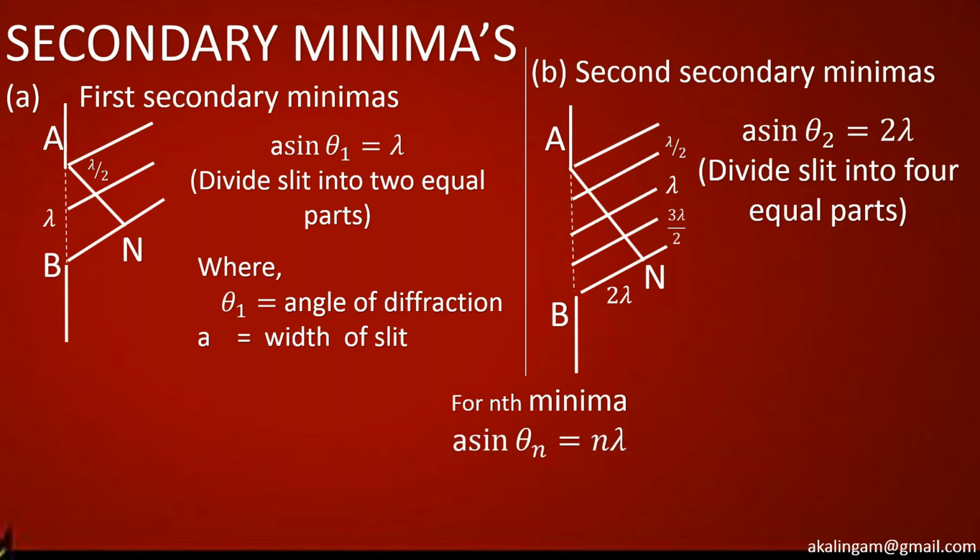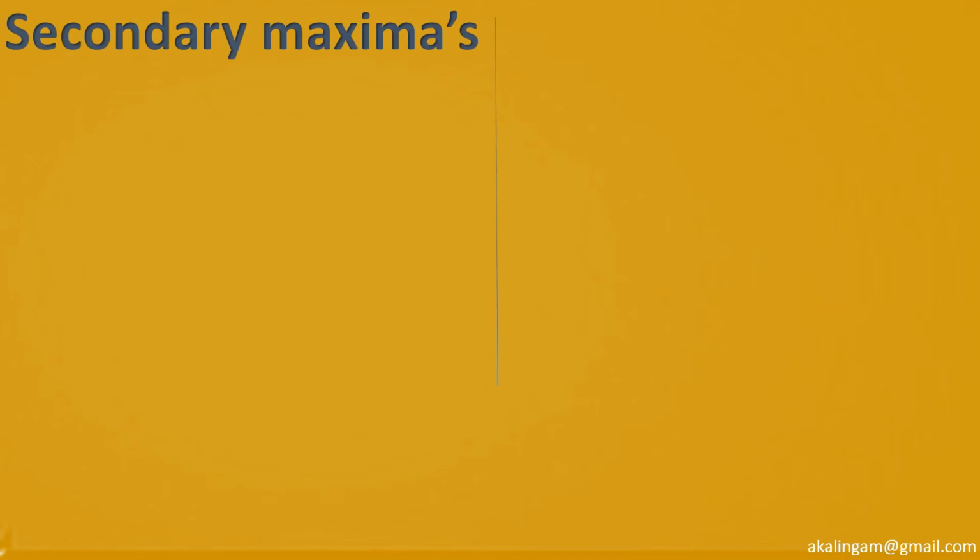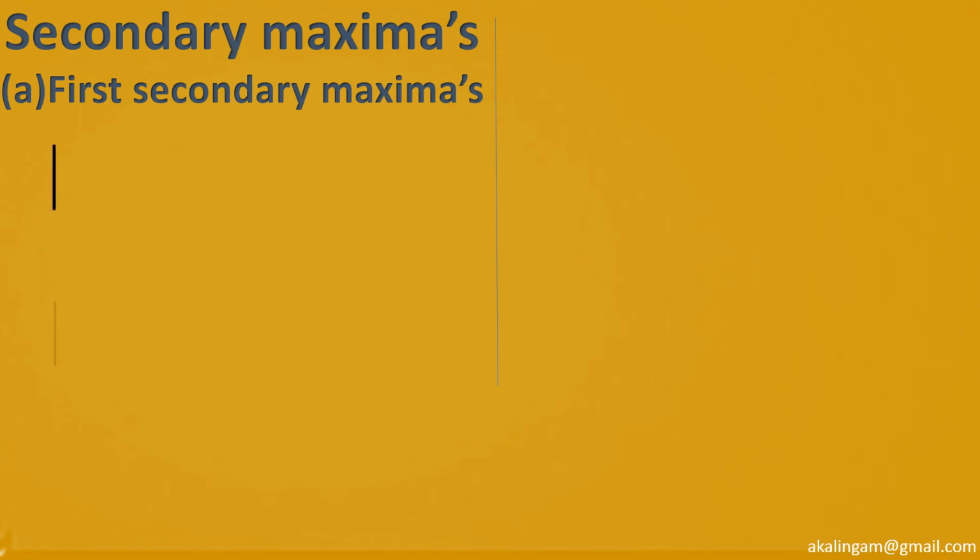For the nth minima, a sin theta n is equal to n lambda, where n is equal to 1, 2, 3 and so on. So n lambda by a is equal to sin theta n. So now we got the equation of secondary minima. Next we are going to see about secondary maxima. In that, first secondary maxima.